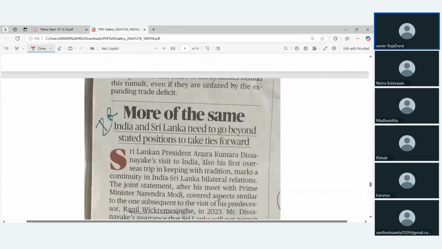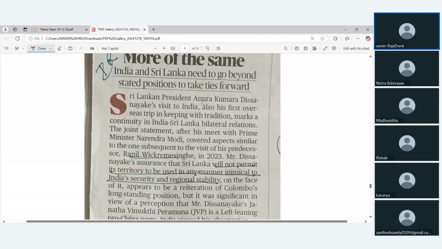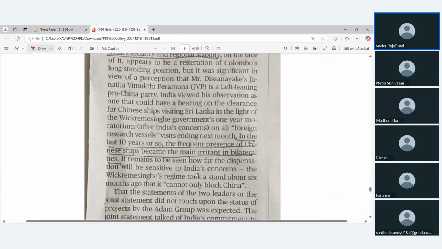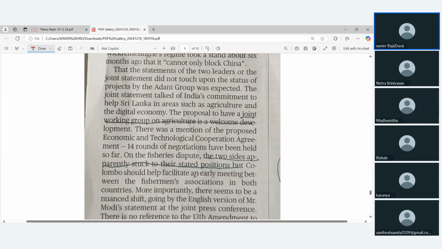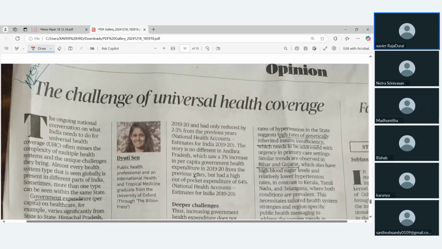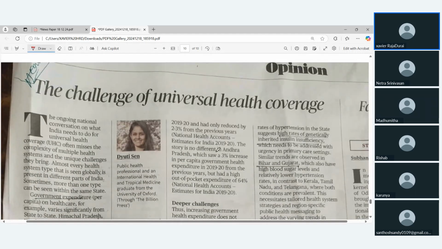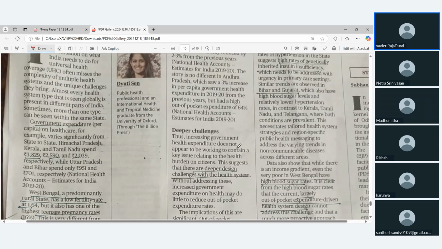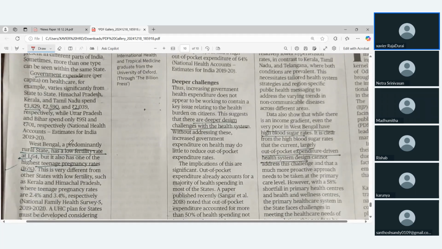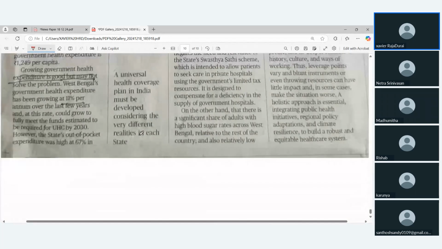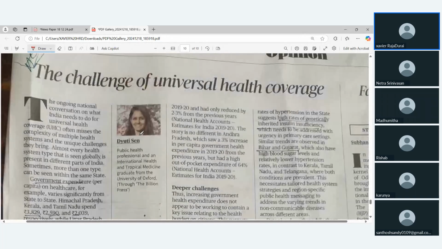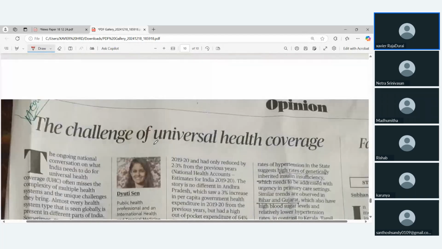And India and Sri Lanka, related to international affairs with Sri Lanka, and the challenge of universal health coverage. This one is about how the government is spending on health, and some of the data you read. Okay, these are the newspaper clippings we did not fully go through.